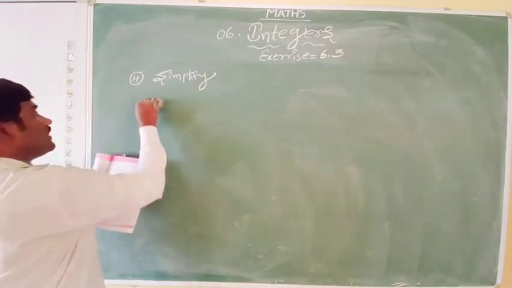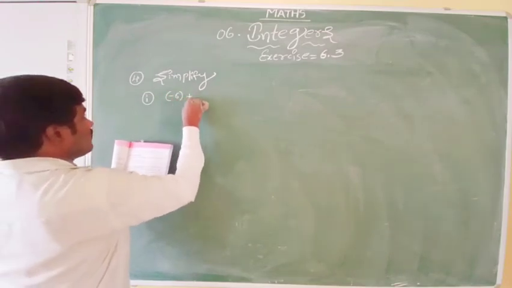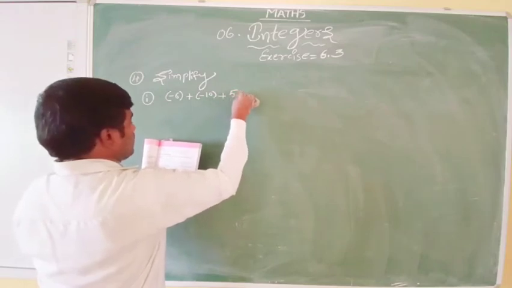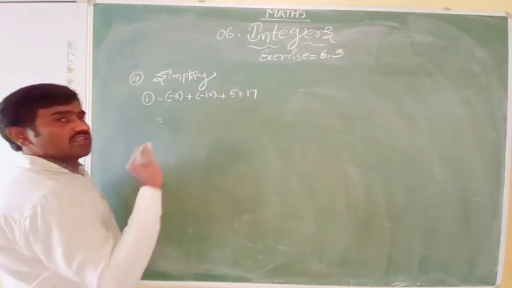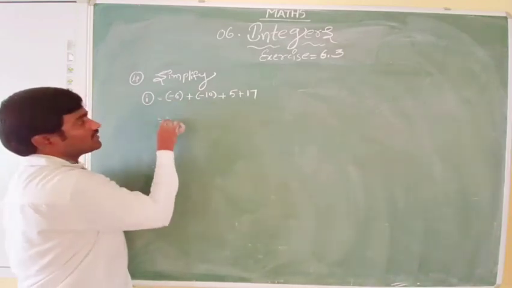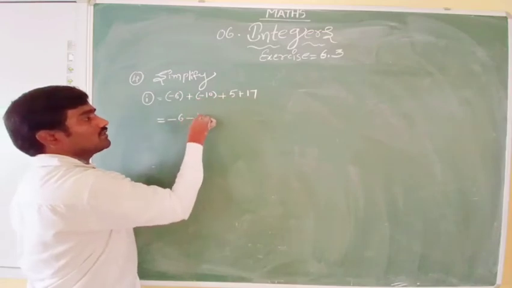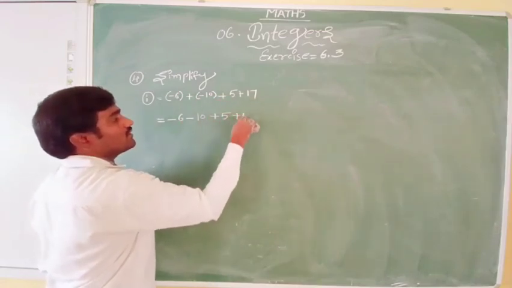Simplify the first one. Minus 6 plus half minus 10 plus 5 plus 70. Let us simplify this. Lot of numbers are there, not to worry. Let's go first, it is minus 6, plus into minus is minus 10. Here as it is we'll write 5 plus 70.